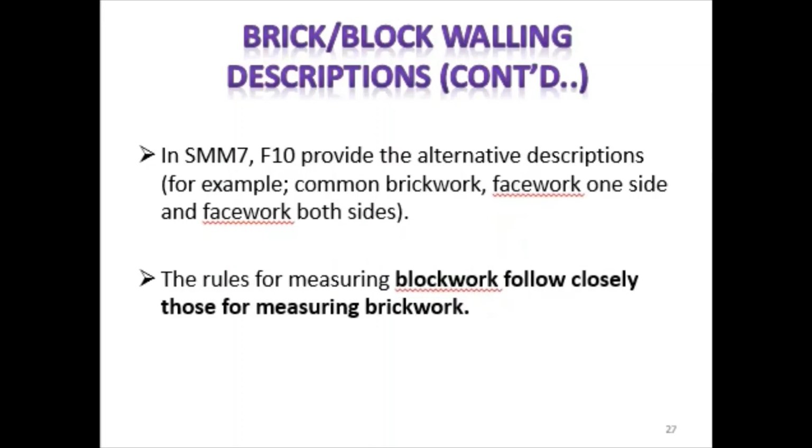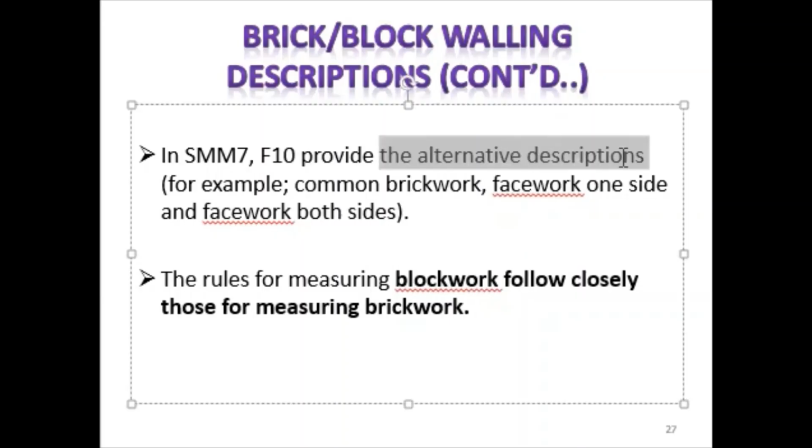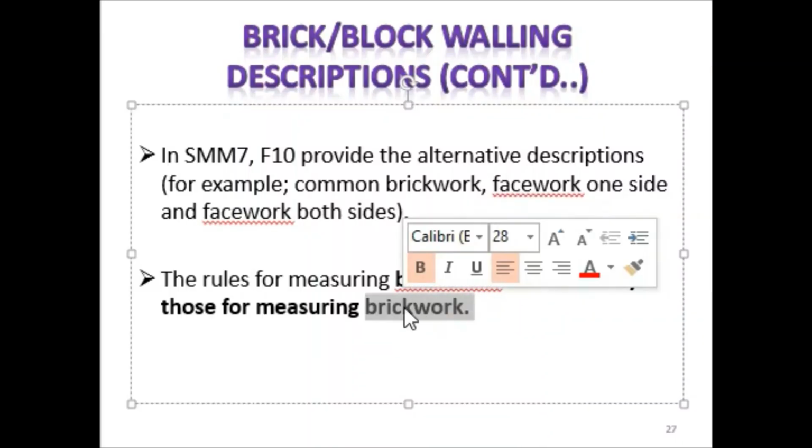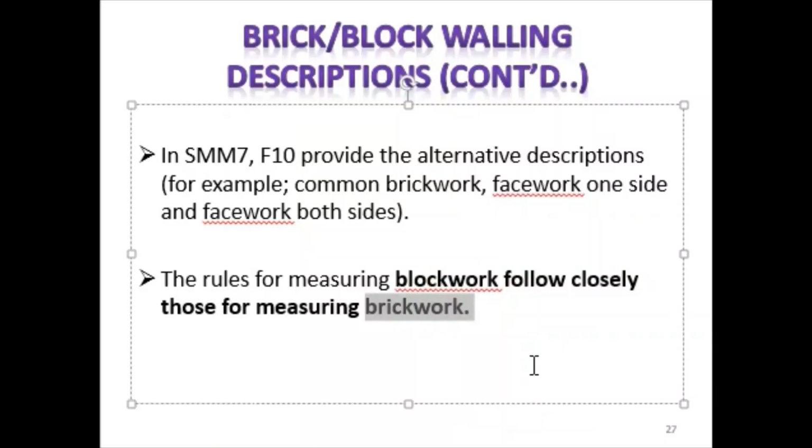Because in your SMM7 they will provide alternative descriptions, so you should understand that some face work is one side, some can be both sides if it's a double wall. So the rules for measuring blockwork also follow closely how you measure your brickwork, because they are under a similar category. It is under F category.